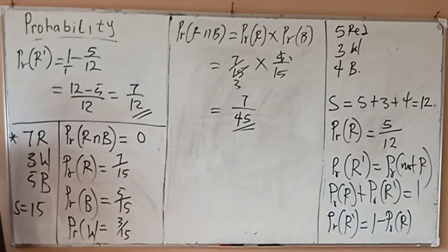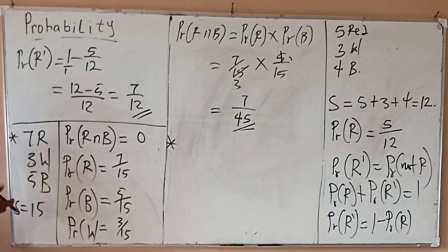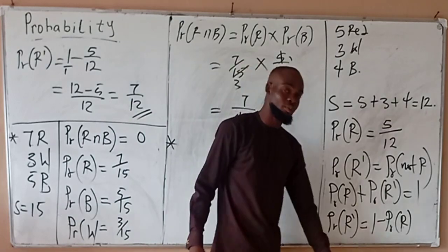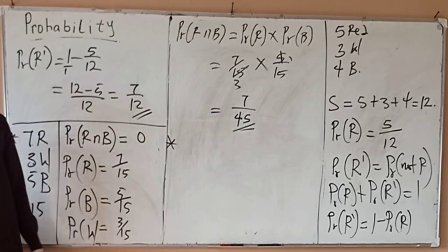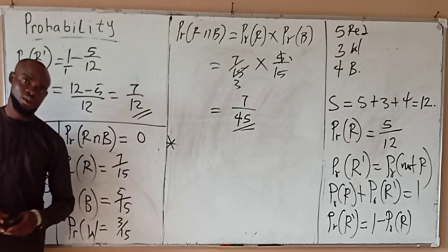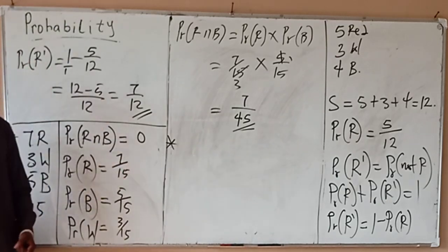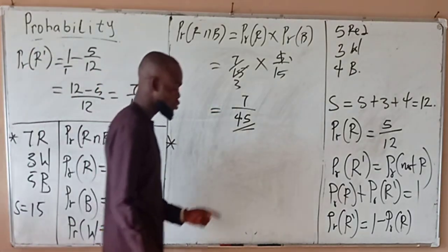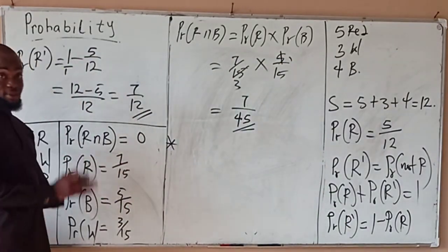7 over 45. That's what we're going to have. Now, what about questions like this? Let's say we have 2 balls drawn at random without replacement. What is the probability that they are blue and white in that order? You draw 2 balls without replacement.